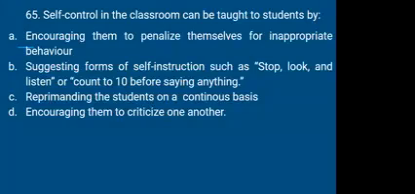So ayan, self-control in the classroom can be taught to students by encouraging them to penalize themselves for inappropriate behavior. Letter B, suggesting forms of self-instruction such as stop, look, and listen, or count to 10 before saying anything. Letter C, reprimanding the students on a continuous basis. And letter D, encouraging them to criticize one another. Okay, very good. The correct answer for this one, it's letter B.